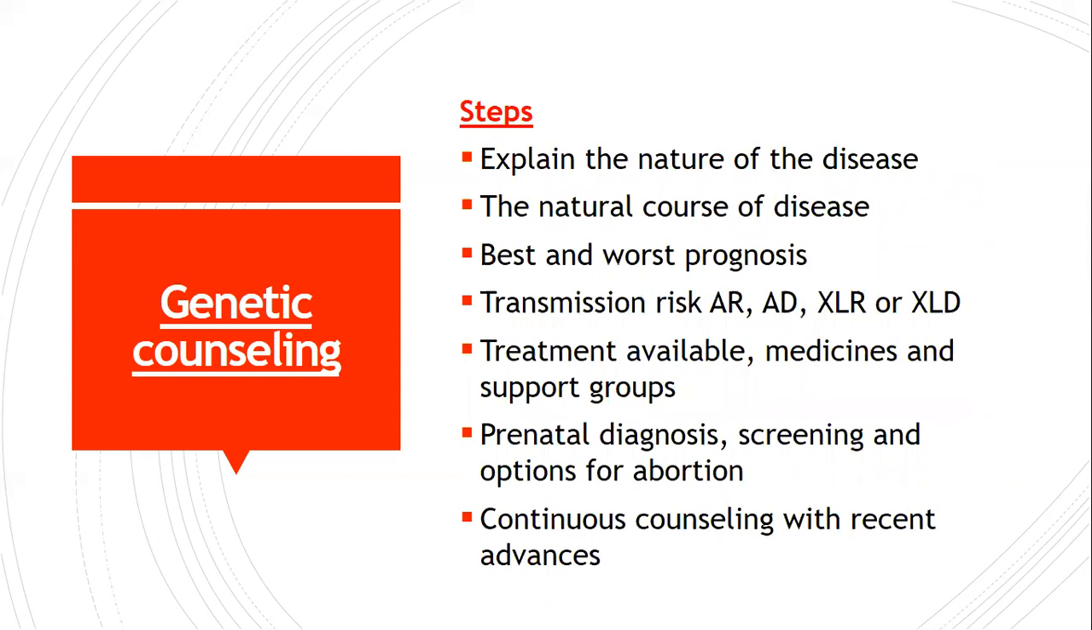What are the steps in genetic counseling? First of all, explain the nature of the disease in detail, then the natural course of the disease, its best and worst prognosis, and the transmission of that particular disease, whether it's autosomal recessive, autosomal dominant, X-linked recessive, or X-linked dominant. Then all the available treatment options, medicines, and support groups for that particular disease, chances of prenatal diagnosis, screening, and options for abortion in subsequent pregnancies, and continuous counseling with recent advances.